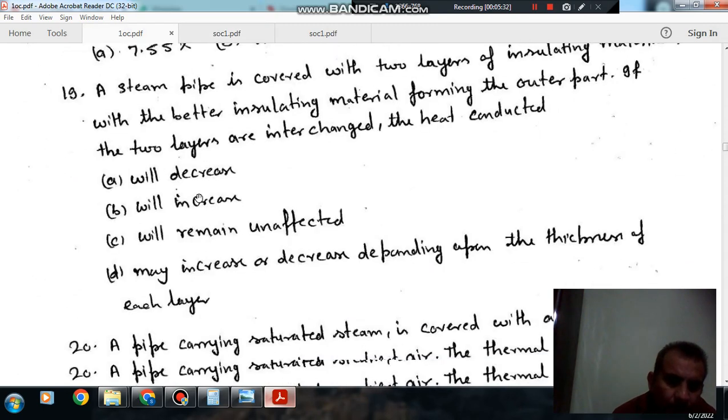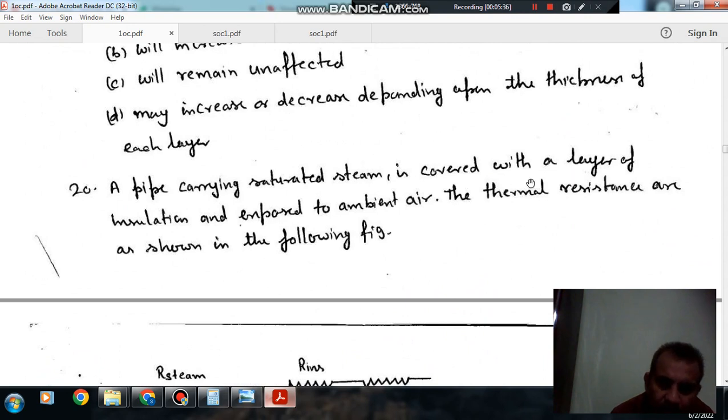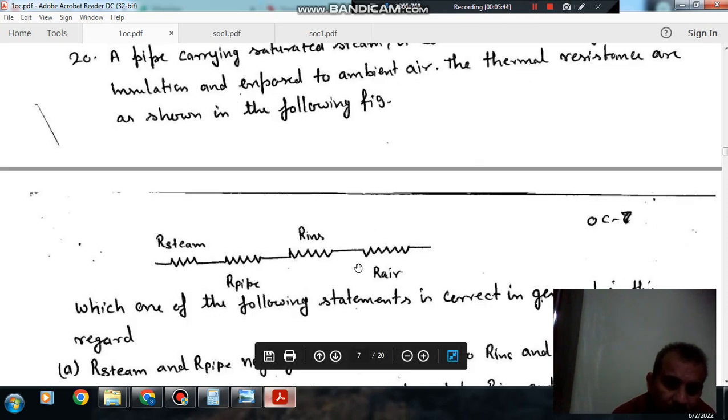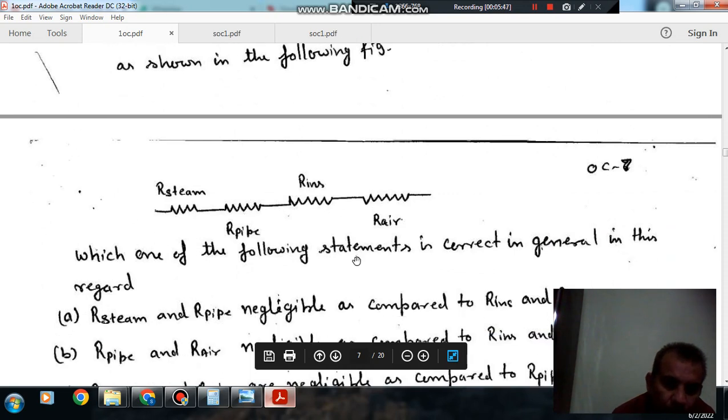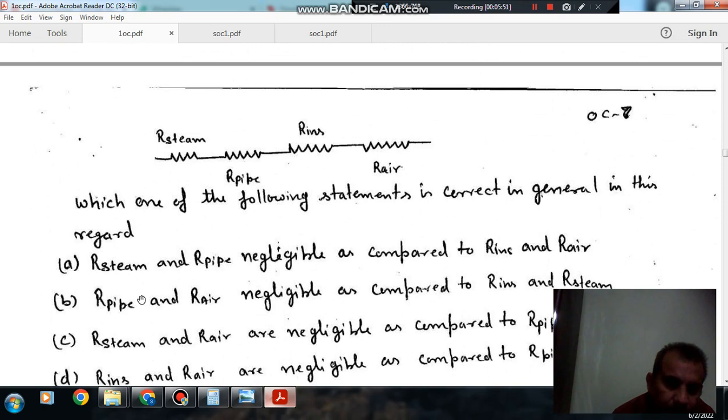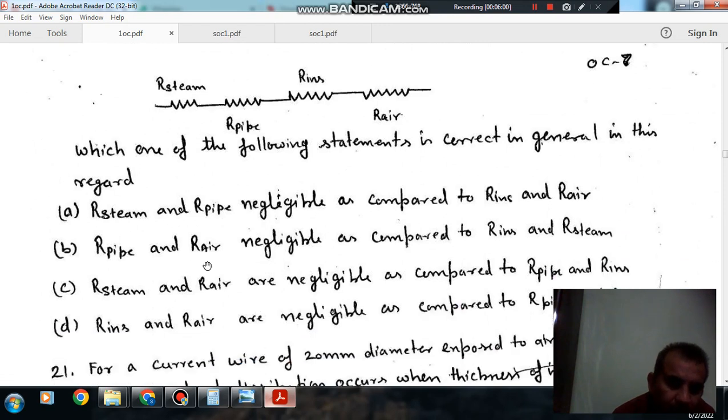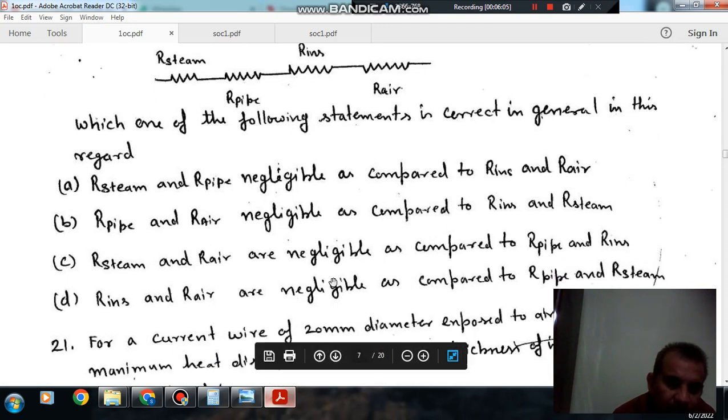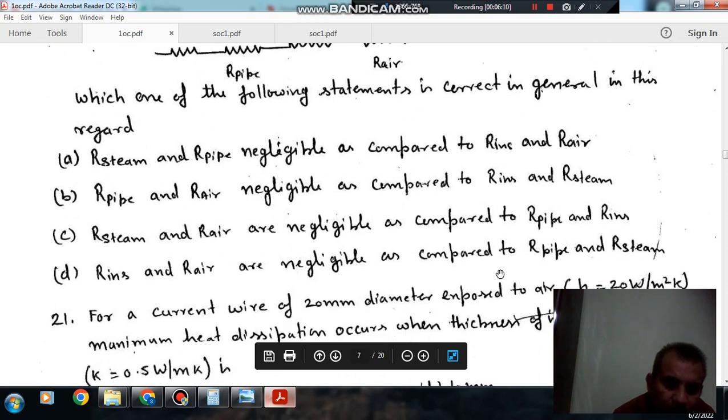Next, a pipe carrying saturated steam is covered with a layer of insulation and exposed to ambient air. The thermal resistances are shown in the following figure: R steam, R pipe, R fin, R insulation, R air. Which one of the following statements is correct in general? A. R steam and R pipe are negligible as compared to R insulation and R air. B. R pipe and R air are negligible as compared to R insulation and R steam. C. R steam and R air are negligible as compared to R pipe and R insulation. D. R insulation and R air are negligible as compared to R pipe and R steam.